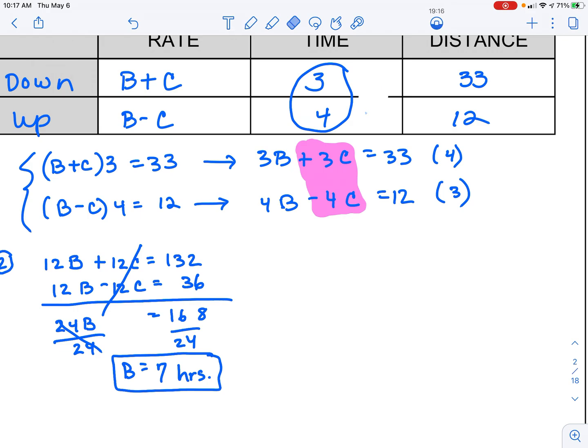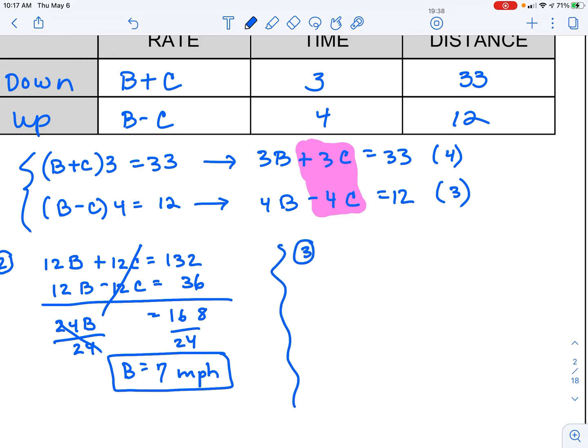Oh, I'm sorry. No, wait a minute. Wrong. Okay, not hours. That isn't even what I solved for. The boat's speed is 7 miles per hour. There we go. That makes me feel a little better. Okay, so 7 miles per hour, not 7 hours. Oh, great day. All right, number 3.